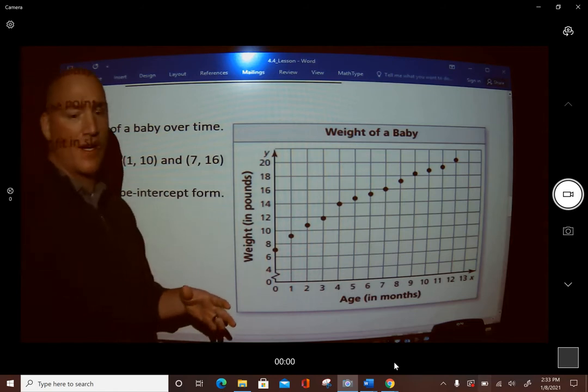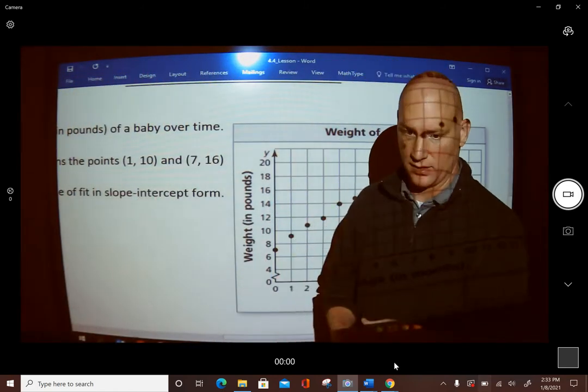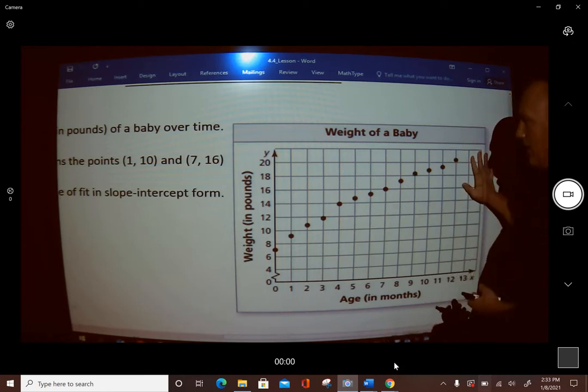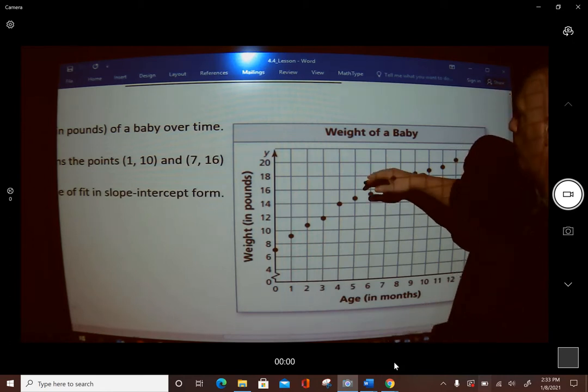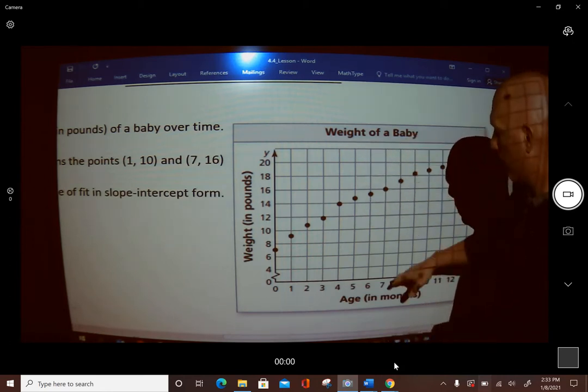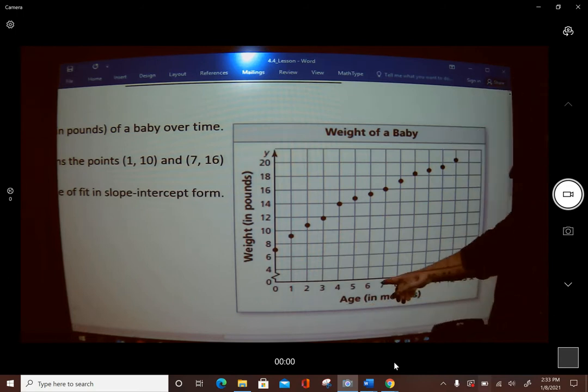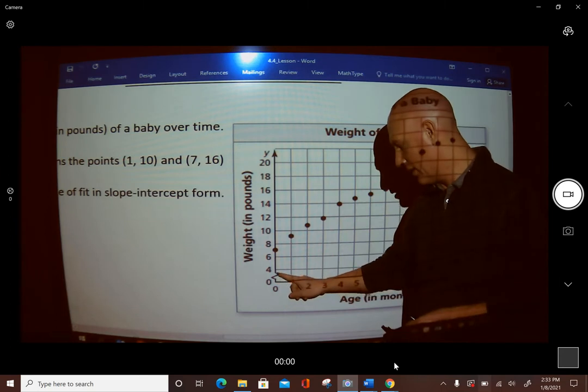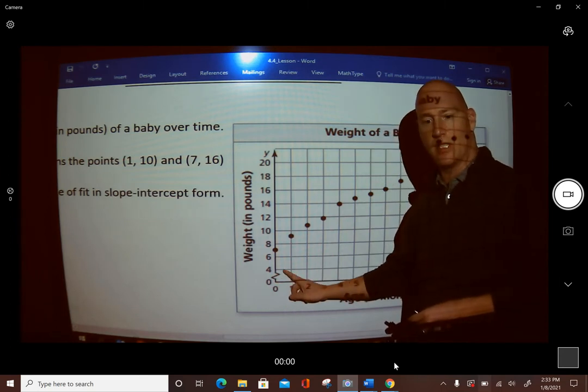And what we're looking at right now is trend lines. So we are going to create a trend line for this data set. We're looking at the weight of a baby and comparing its age in months to the weight in pounds. One thing I want everyone to notice, when you see this little zigzag in here, what that means is there's a break in the data.